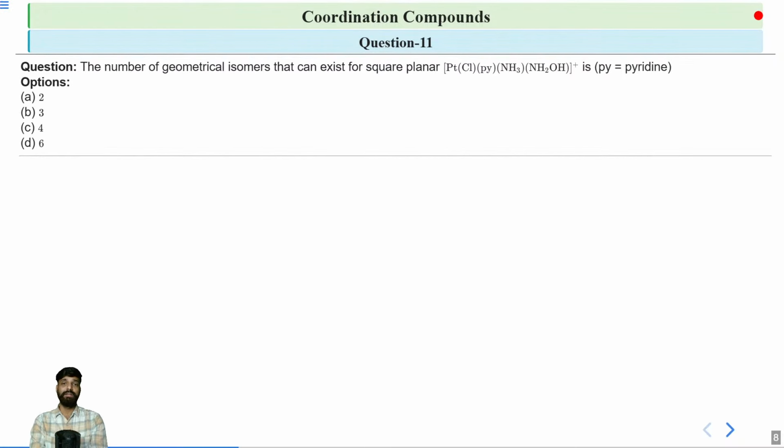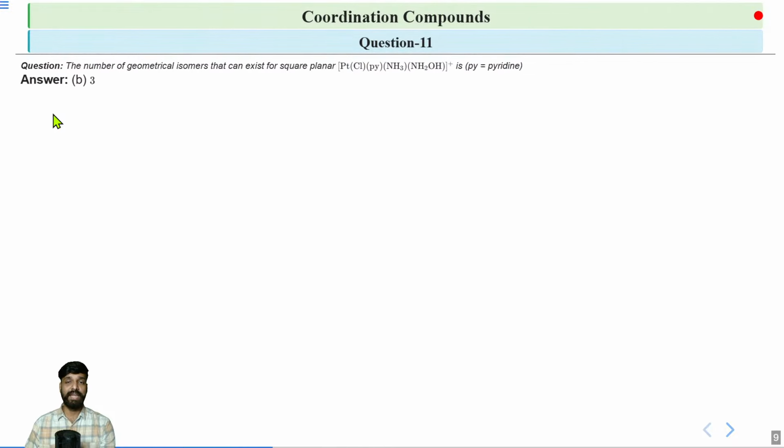Next question. This question is on the number of geometrical isomers that can exist for the square planar complex PtCl(Py)(NH3)(NH2OH). It is a similar kind of question, so we will not discuss much about it. Since it is a square planar complex, it is already mentioned, and you know that with d8 configuration and strong field ligands, since it is 4d and 5d, all ligands will be strong for it. Therefore, it will form a square planar complex. Although this is not mentioned here, you can easily tell that the correct answer would be 3.